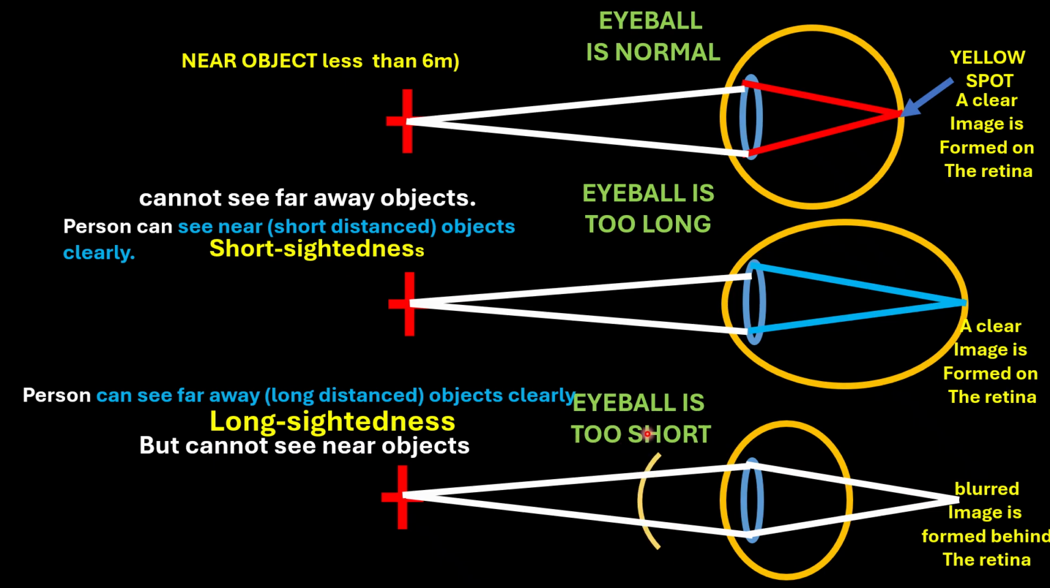People with a shorter eyeball can see far away objects, but they cannot see objects that are nearer. And the big reason is because the eyeball is too short. How do you correct such a condition? They must be given a convex lens.